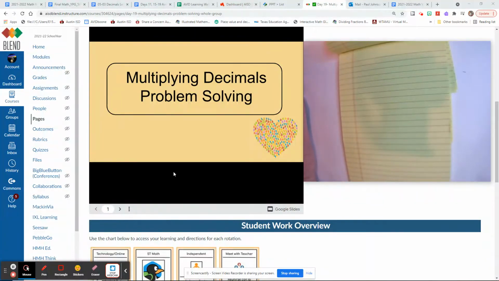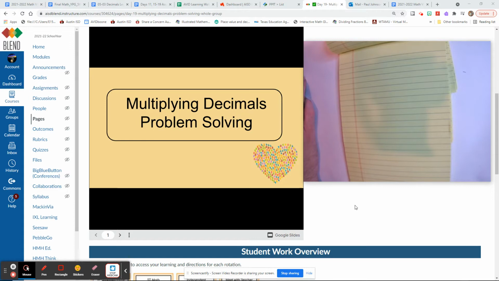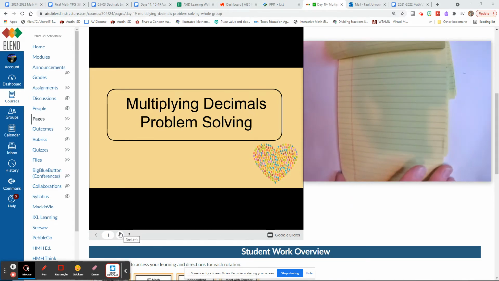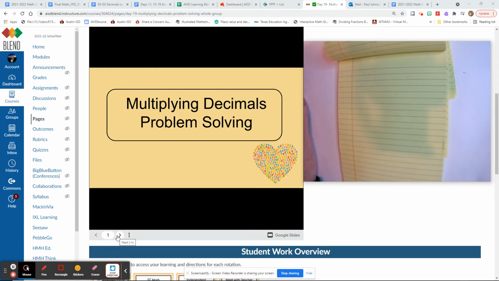Oh, hello there. Let's take a look at multiplying decimals problem solving. So, on today's episode, we're going to take a look at probably word problems. I'm guessing, if they're talking about problem solving.